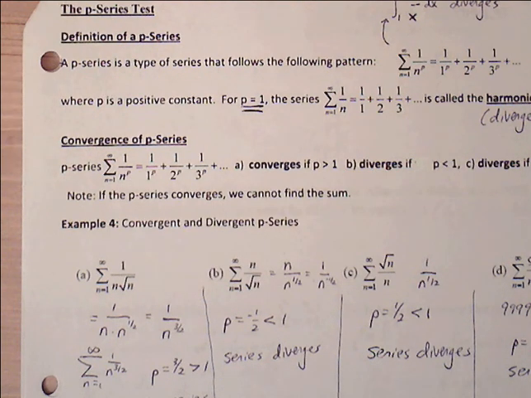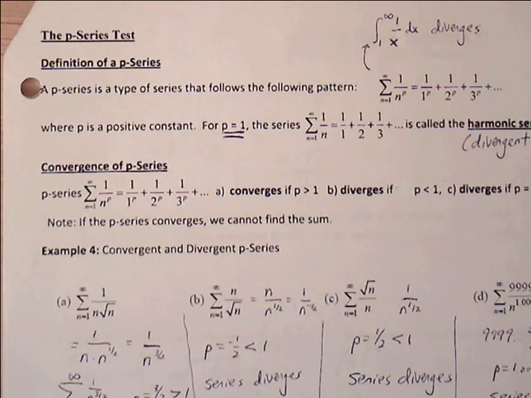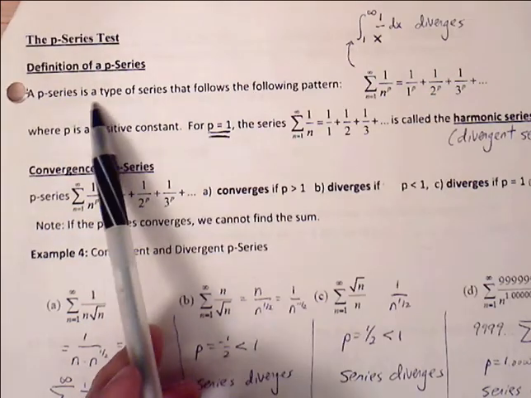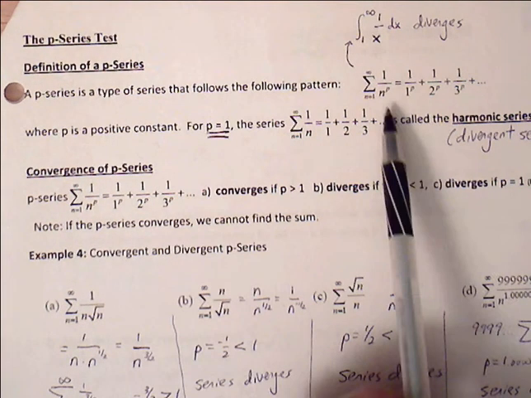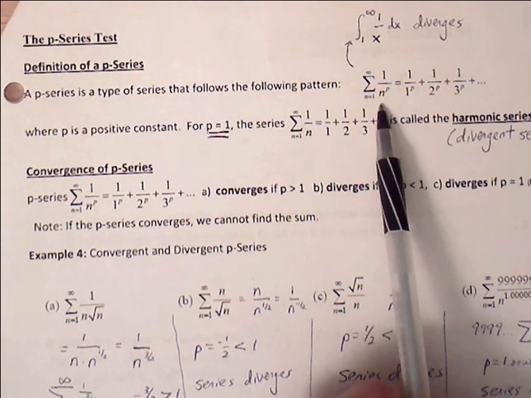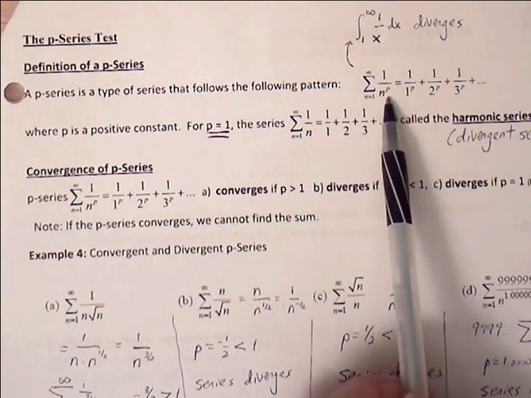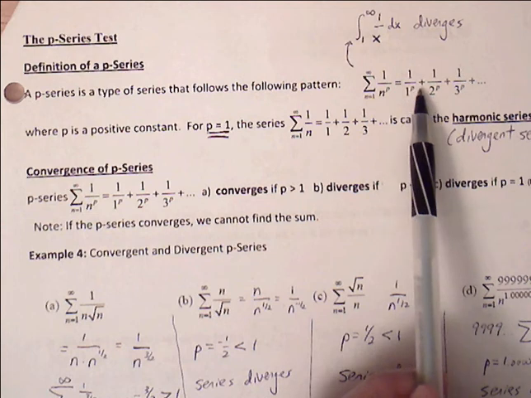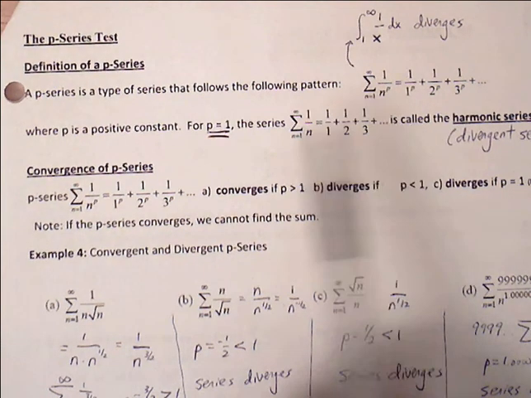Continuing with 9.3, we're going to talk about the next test, which is the p-series test. A p-series is a type of series that follows this pattern: the summation of 1 over n to the p. If this is the case, it will be 1 over 1 to the p plus 1 over 2 to the p plus 1 over 3 to the p, and p is a positive constant.